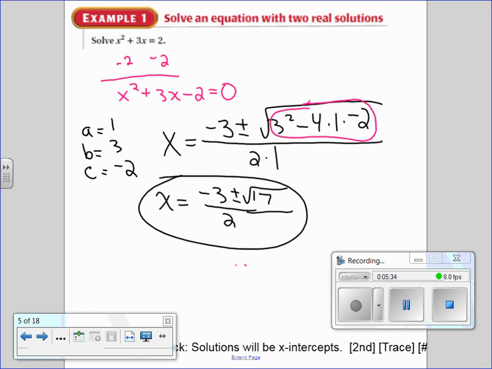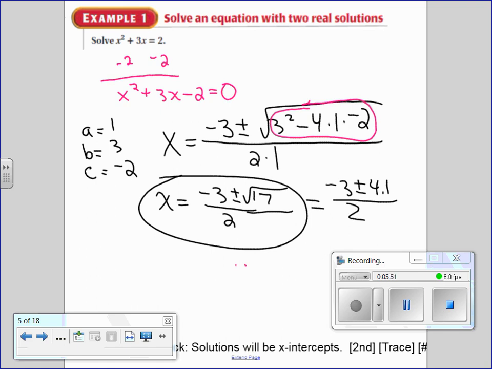Let's go ahead and find what the two decimal equivalents are. If you want a real exact answer, this is how you'll leave it. If you want an approximate answer with decimals, you will continue your journey. What did you say it was, 4.1? 4.12310. So let's just go 4.1.